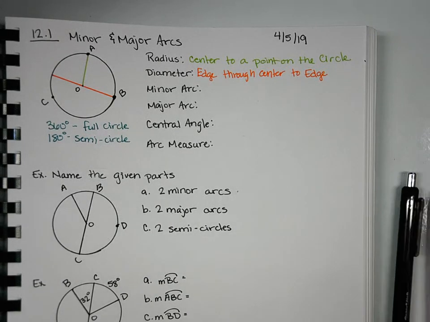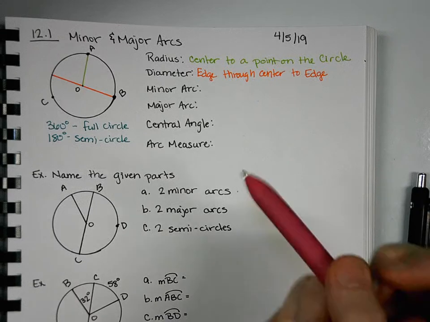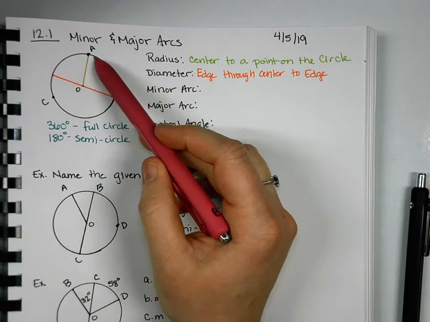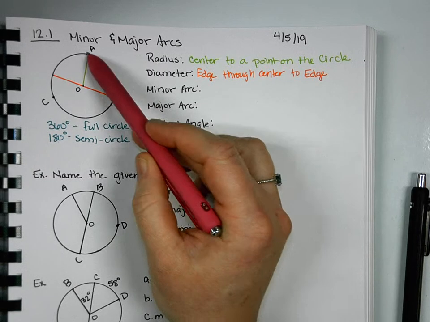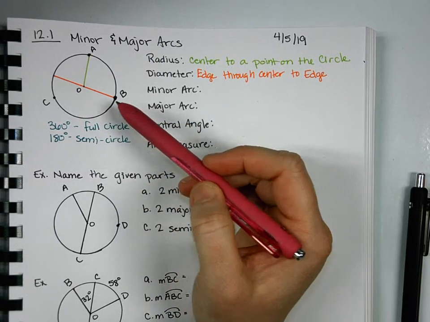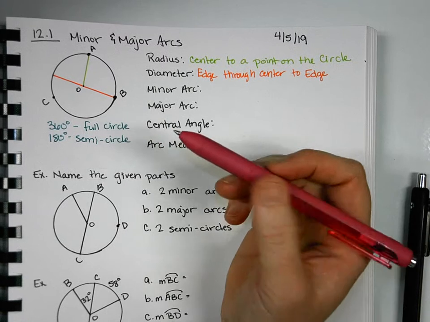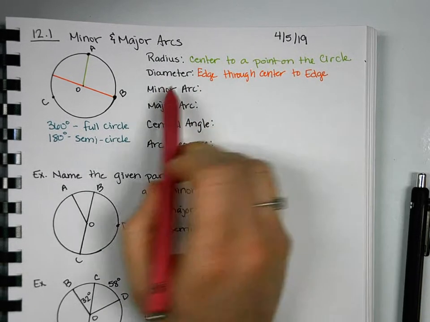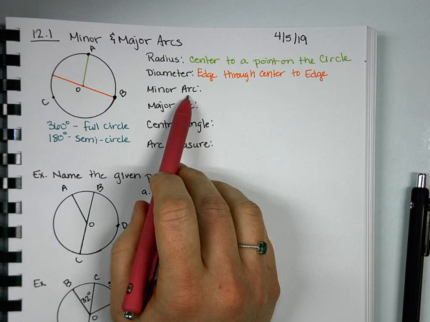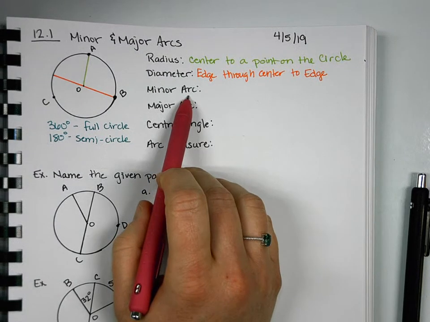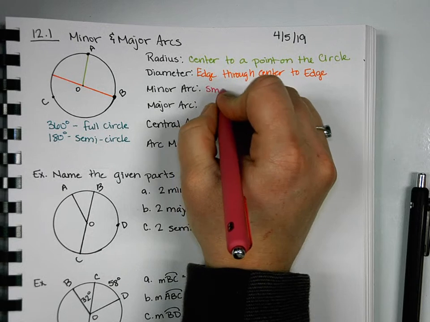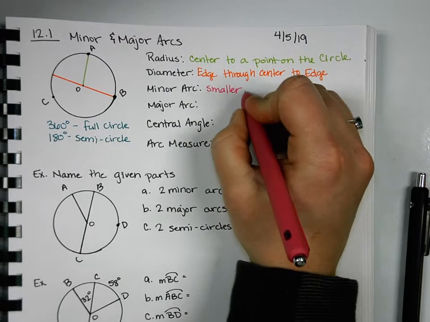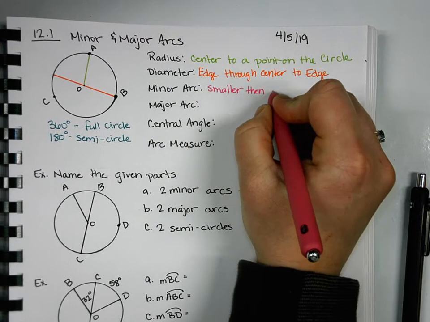Okay, an arc. An arc is a part of the outside of the circle. So from A to B, that's just a section of the circle, right? So we would call that arc AB. A minor arc specifically is an arc that is smaller than a semicircle. So minor means smaller than a semicircle.